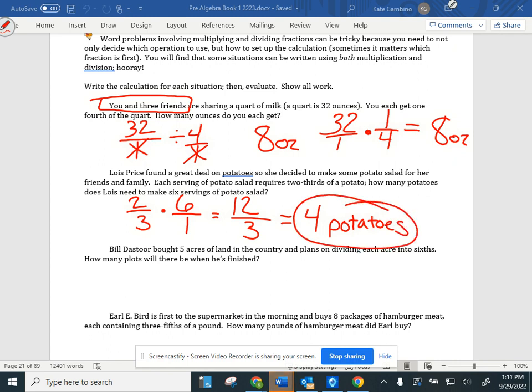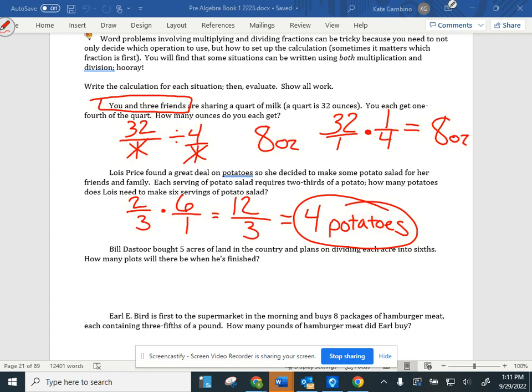Does that make sense? If 2/3 of a potato is 1 serving, does it make sense? I would need 4 potatoes for 6 servings. Yeah, I might not know for a fact that my math was correct, but it's actually making sense. So whenever you get an answer with these word problems, stop and look back at what the question is. Does your answer make sense? It would not make sense to need 2/18 of a potato for 6 servings.